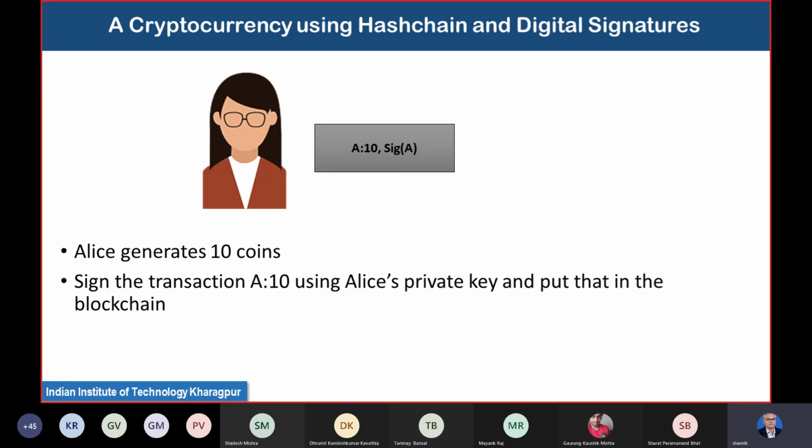So that is what is shown here in the box as sign with the private key. This transaction is Alice generates 10 coins, that is the transaction. That is like the message, which is signed by Alice with a digital signature. And the digital signature, now you understand, is basically generating the digest, then encrypting it, and then this message along with the encrypted digest basically serves as the digital signature in short. So the transaction is signed by Alice's private key and put in the blockchain.